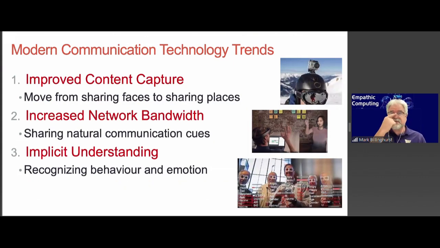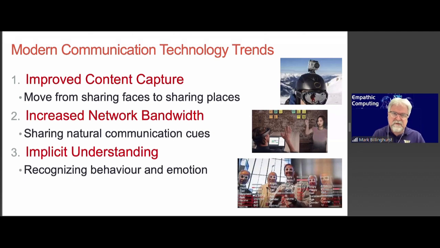And some of the technology trends we're seeing now is improved content capture tools. So moving away from just sharing our faces to sharing our places. And you can see on the right, there's a picture of somebody wearing a camera on their head and then live streaming their view to a remote person. There's a lot more increased network bandwidth. So when I first started in computing 25 years ago, we had dial-up modems, and now we've got gigabit fiber connections, and so we can support very rich communication cues. And on the right, you can see an example of that used with augmented reality and being able to live stream an augmented reality virtual avatar of a remote person.